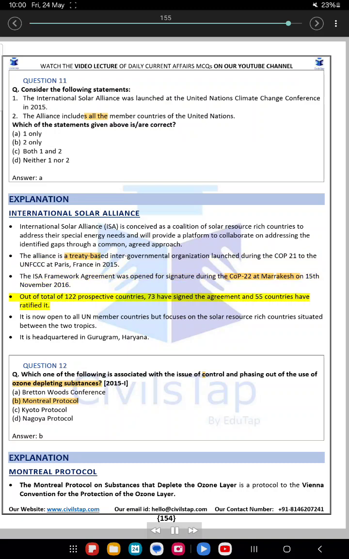Out of a total of 122 prospective countries, 73 have signed the agreement and 55 countries have ratified it. It is now open to all UN member countries but focuses on the solar resource-rich countries situated between the two tropics. It is headquartered in Gurugram, Haryana.